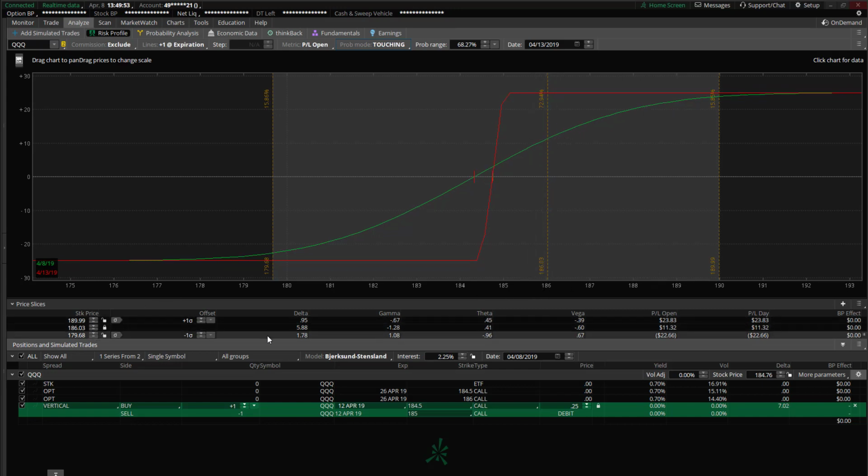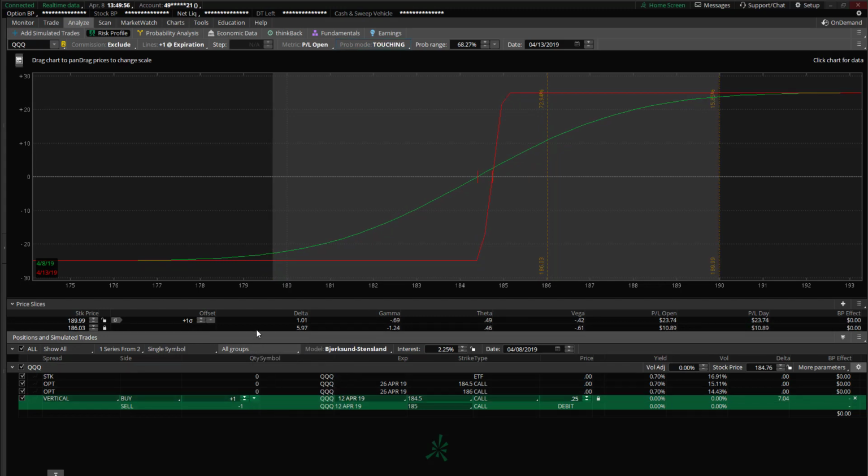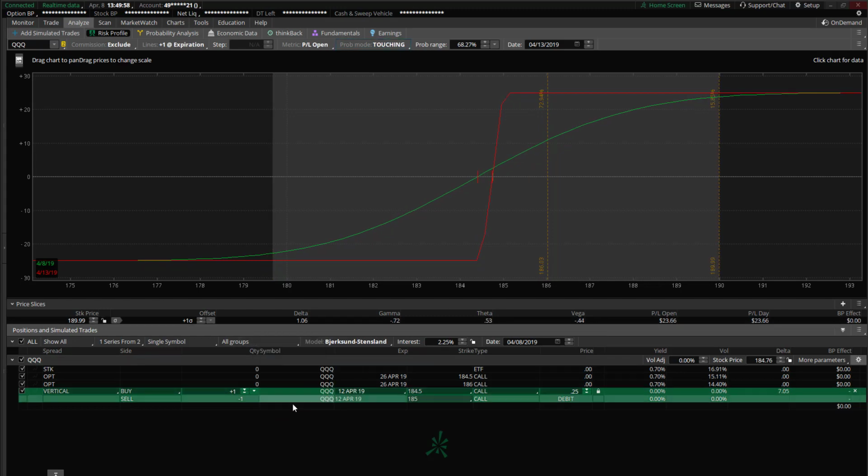Now I find that useful. So you can see I can come down here and I can delete slices, and that leaves me just one slice. And now I can set that slice to whatever I want. If price is at 184.75, what's the probability of touching the 185.75? I can put that in down here. The probability that we were going to touch 185.75 between now and expiration is a 78% chance.